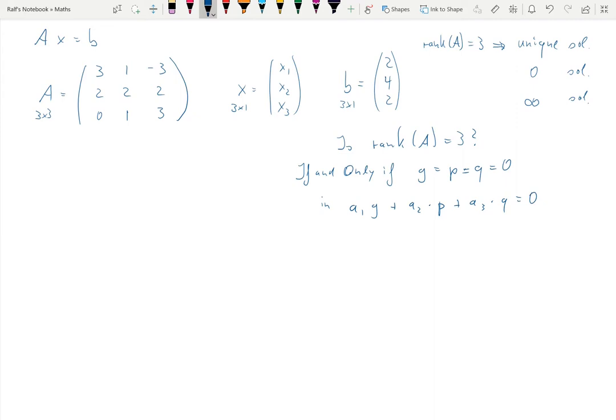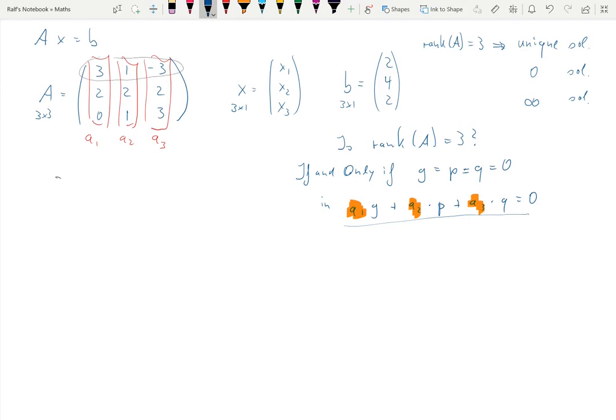Now we need to figure out what these A1, A2, and A3 are. Well, these are the three columns of our coefficient matrix. And then we have G, P, and Q, which are just additional variables. So basically what is described here is a 3 equation system, and let us write this down.